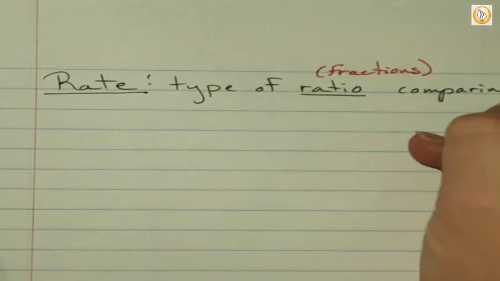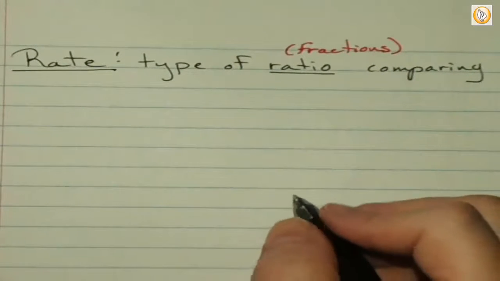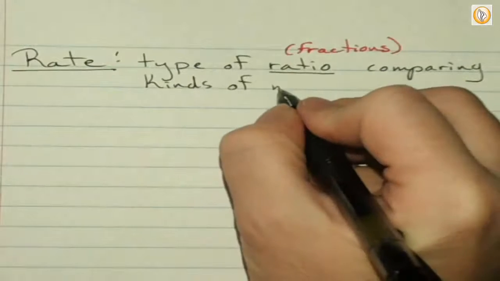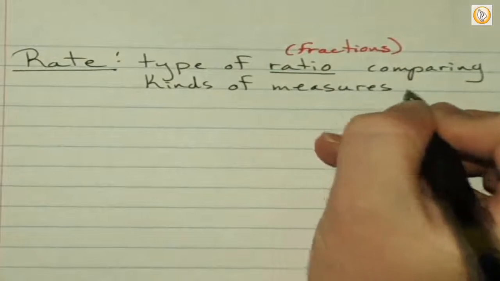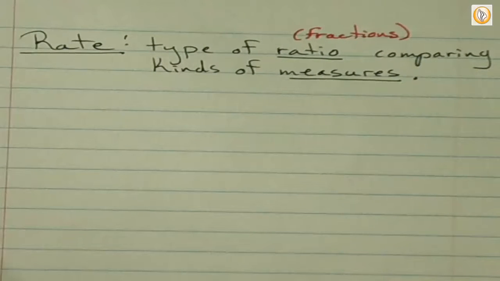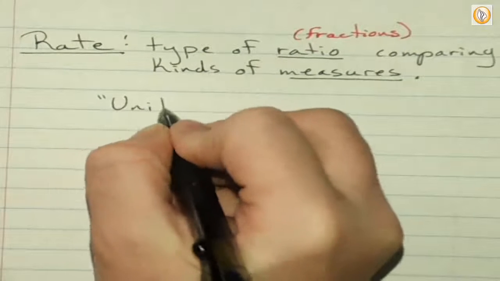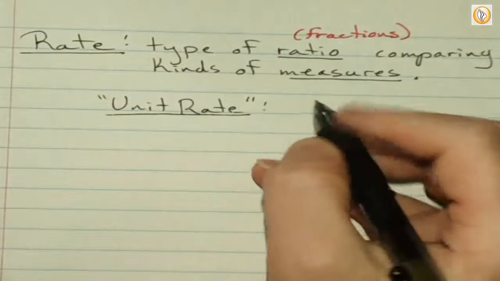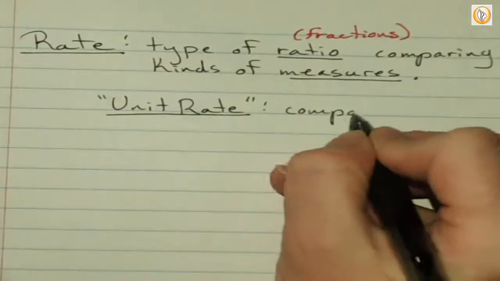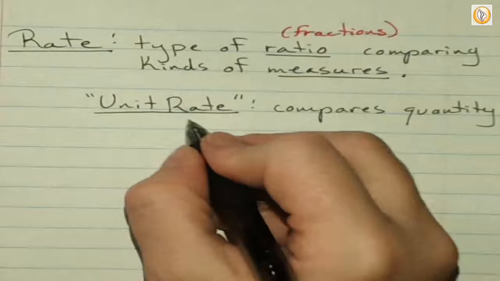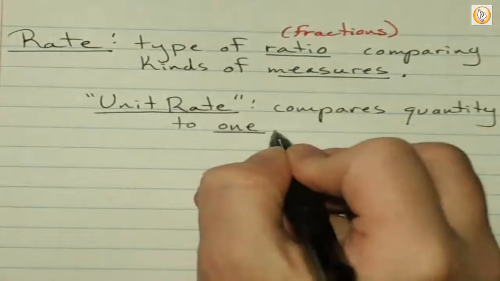Comparing all kinds of measures. That makes no sense whatsoever, so I'm going to explain it better. Well, then there's unit rate. We got to talk about that. Unit rate's real easy. Unit rate is really easy because it compares a quantity to one. Yeah, I'm going to explain.